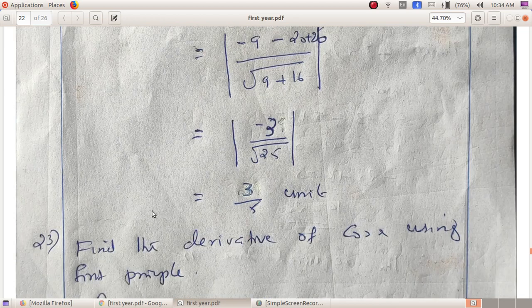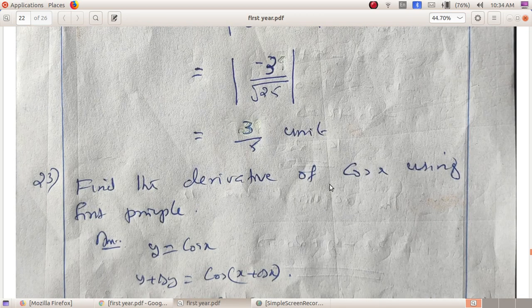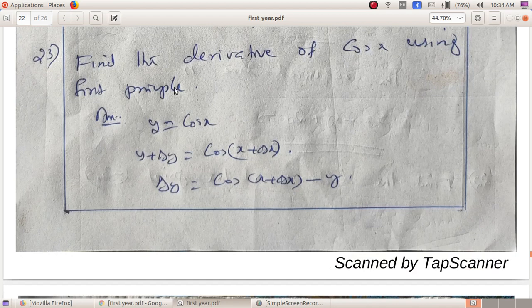That is the distance. Find the derivative of cos x using first principle. We have y is equal to cos x. Then adding an increment on both sides, that is y plus delta y, then this cos x will be cos of x plus delta x. You transpose this y to the right side: cos of x plus delta x minus y, whereas y equal to cos x.